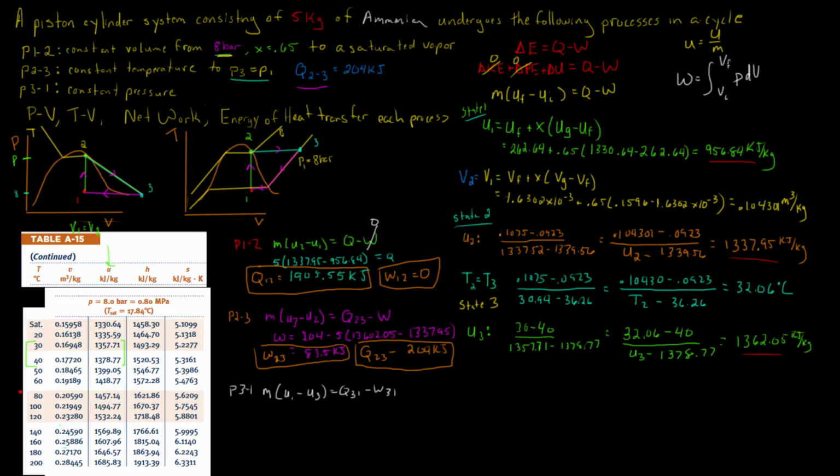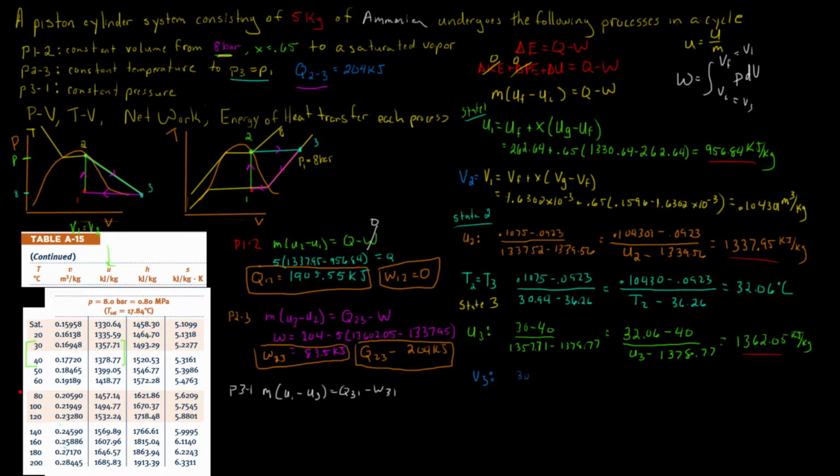But our work depends on our final volume and initial volume. And in our case, our final volume is equal to V1. Our initial volume for this process is equal to V3. Now, we just need to figure out what V3 is. So V3 is going to need to be taken from this superheated table.